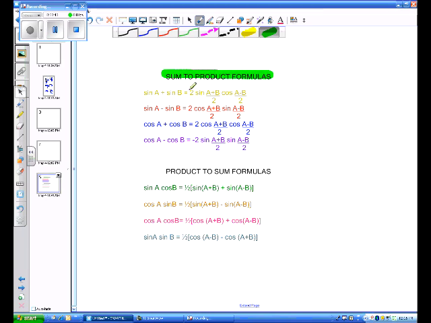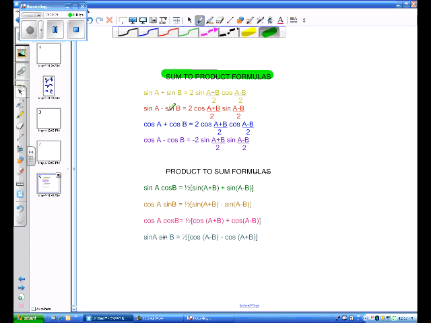And our sum to product formulas are where we're taking a sum, like the sine of an angle plus the sine of a different angle. And this is equal to 2 times the sine of the sum of those angles divided by 2, times the cosine of the difference of those angles divided by 2. We're not going to go into where these formulas come from. But we have the difference of two angles, the sine of A minus the sine of B, and the cosine of A plus the cosine of B, the cosine of A minus the cosine of B. These are called our sum to products.